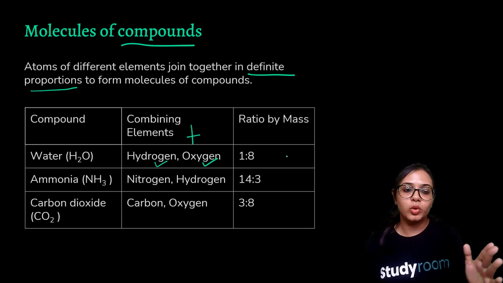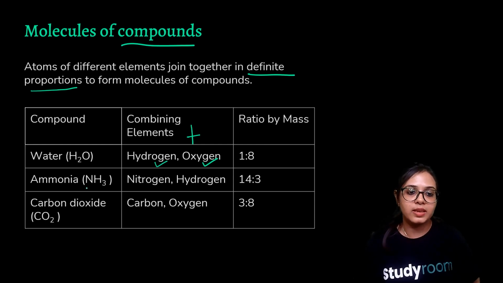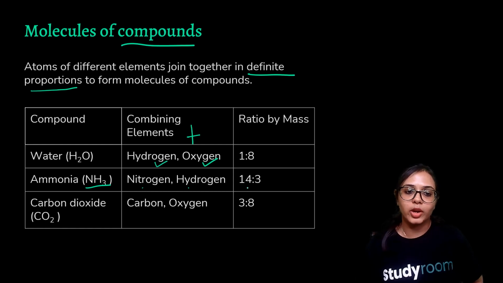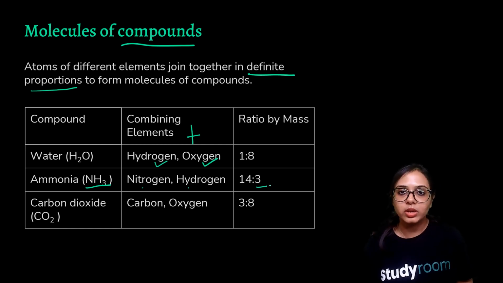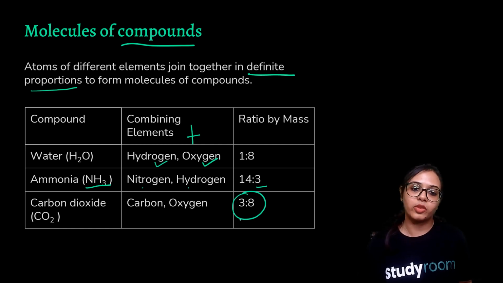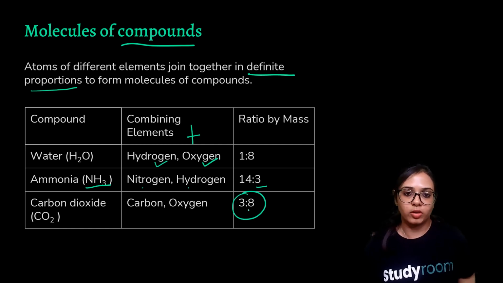Similarly, in the case of ammonia, the formula is NH3, where the combining elements are nitrogen and hydrogen. So in ammonia, the ratio by mass is, for every 14 grams of nitrogen, 3 grams of hydrogen come together to form ammonia. In the case of carbon dioxide, where the combining elements are carbon and oxygen, the ratio of mass is 3:8, that is 3 grams of carbon for every 8 grams of oxygen.